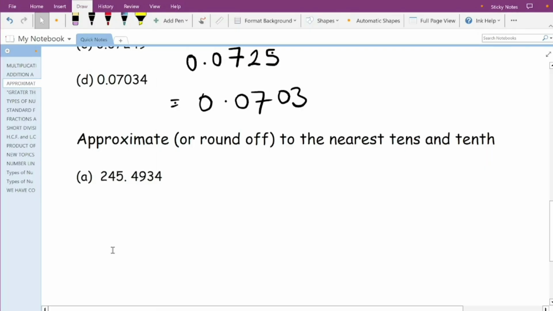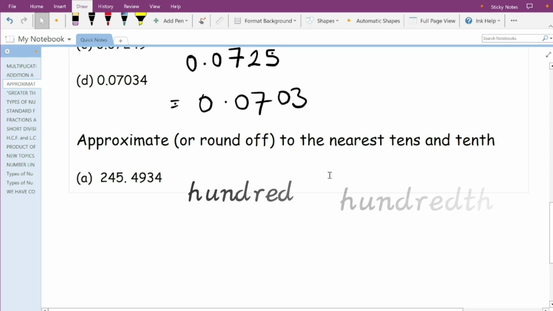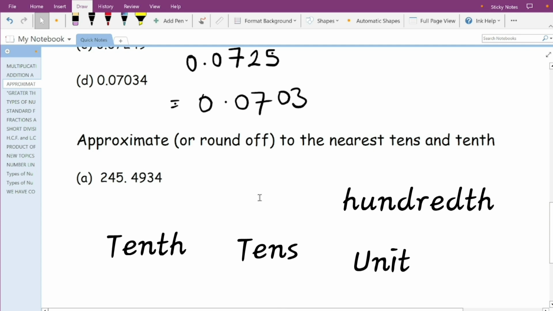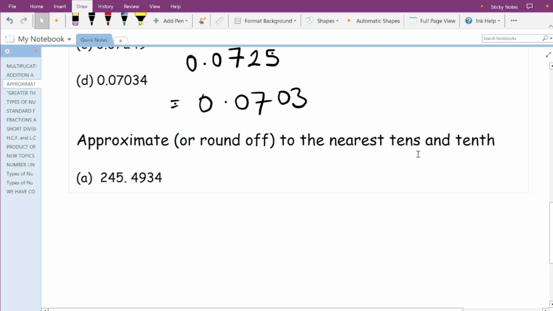And the last approximation or round off method is rounding off based on place values. And as this question says, approximate or round off to the nearest tens and the nearest tenth. You know your place values, you know your hundred, your hundredth, your tenth, your tens, your units, and so on. So let's first round off to the nearest tens. Tens means after your unit, which is 5, next is tens. After the tens, you have 100. So this is where we've asked us to stop. That's to the nearest tens.